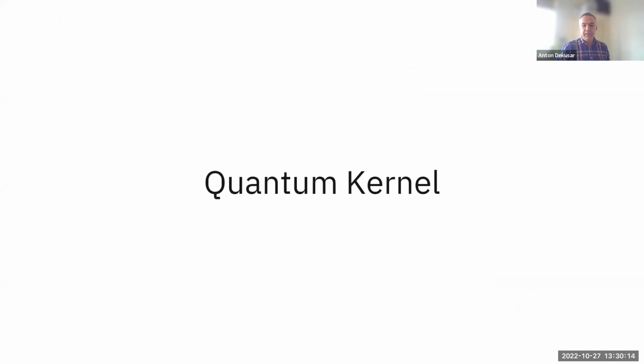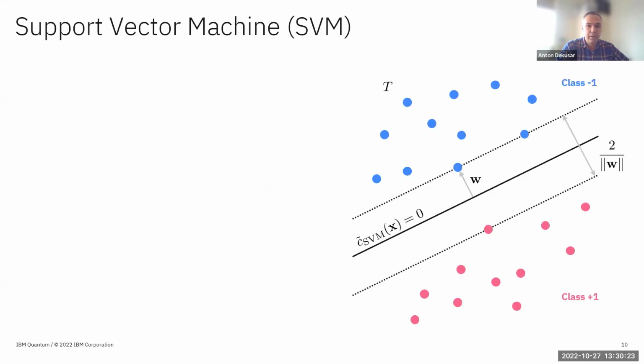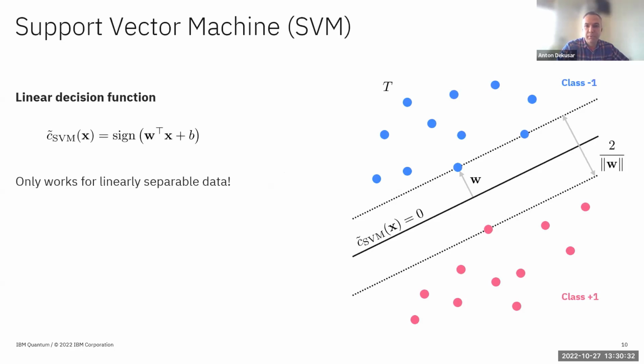All right. The next topic I wanted to cover in this brief talk is the quantum kernel. So what can be done here? Let's get back to the classical world and support vector machines. We're going to have a very simple problem setup. We have two classes, blue and red dots, our cats and dogs, and we want to classify a new dot, whether it is a cat or dog.